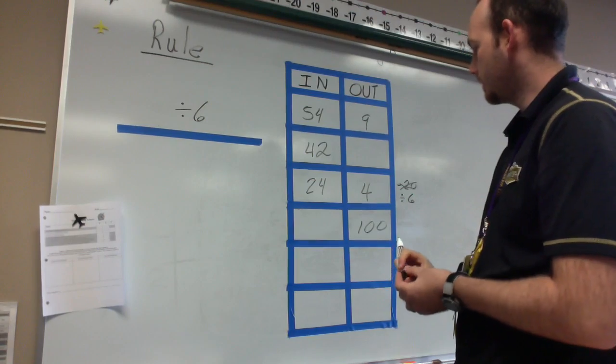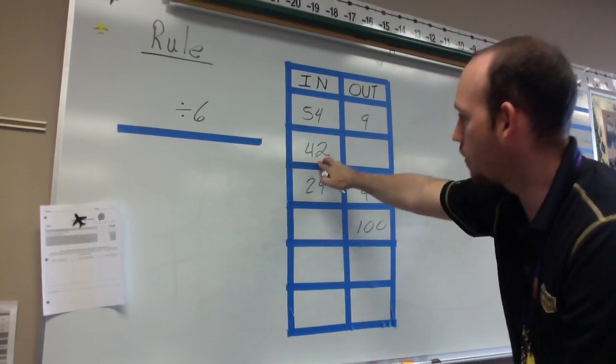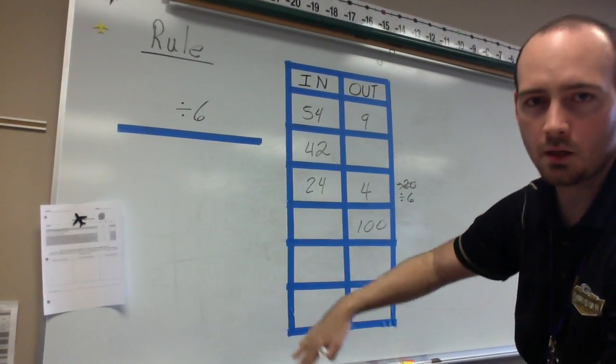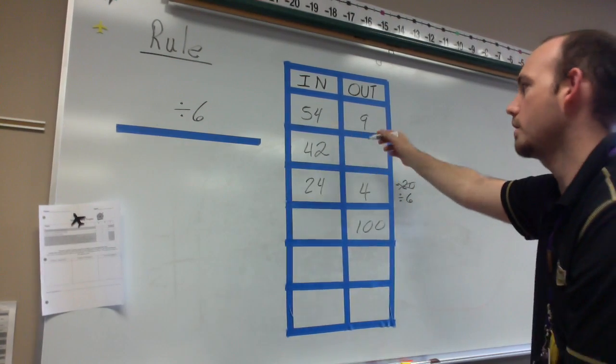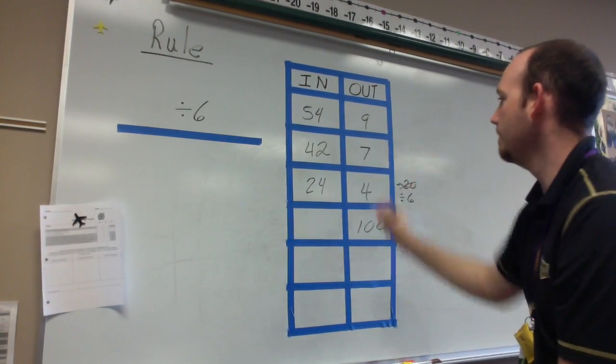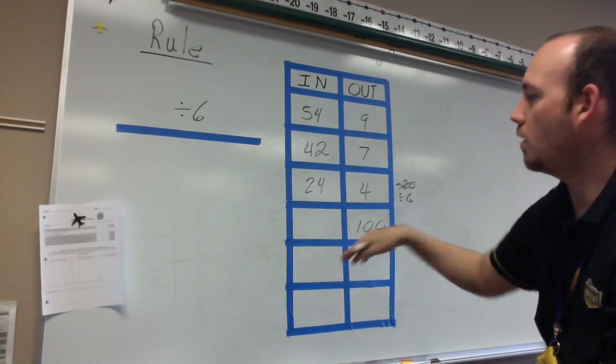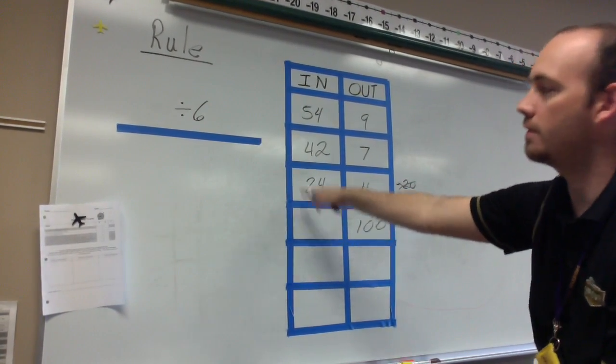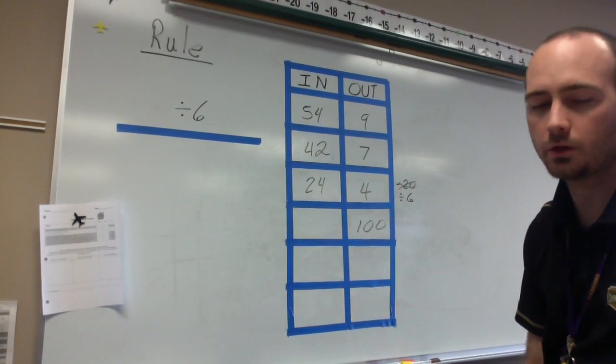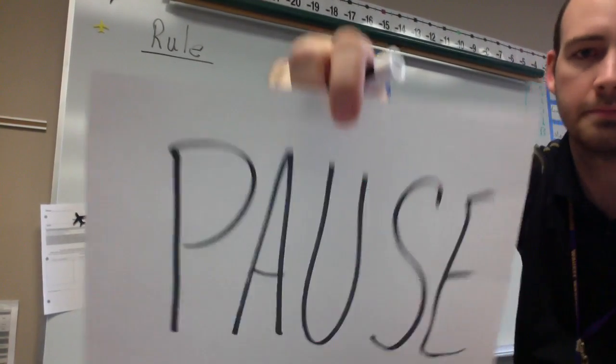So if I'm dividing by 6, I can come to this one. 42, that's going in. We divide by 6. We should end up with a 7 on this side. Then I want you to try this one out for yourself. What would we put in that when divided by 6 comes out as a 100? So go ahead and pause and try that now.